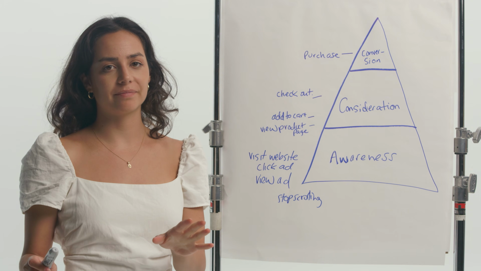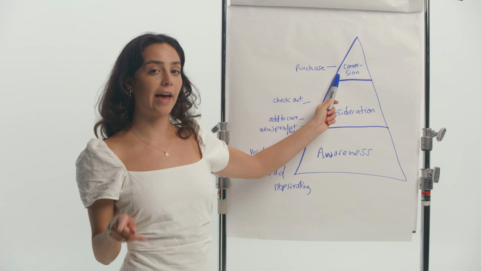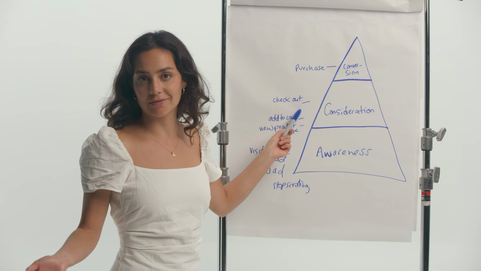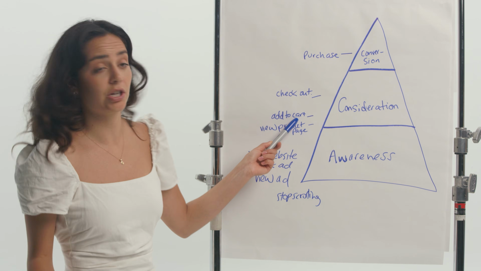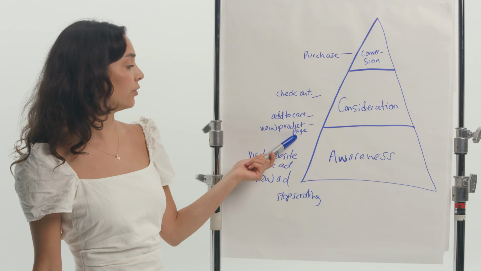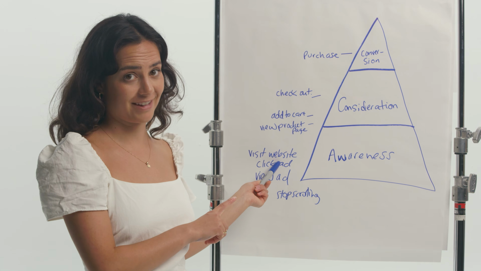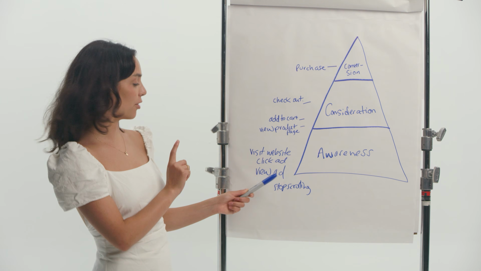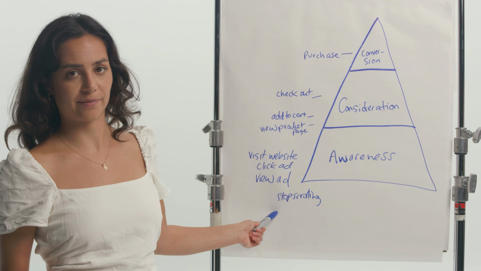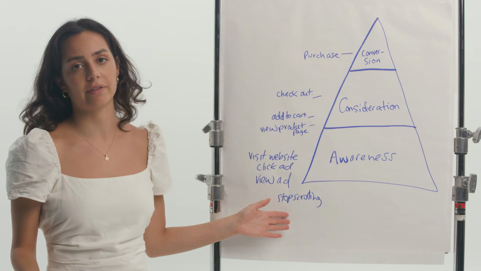So the conversion is making the online purchase right up here. But what do they have to do before that? Well, they have to check out in the consideration phase. And what do they have to do before that? They need to add to cart. And then before that, they need to view your product page. Before that, they need to visit your website first. And before that, they click on your ad. Before that, they view your ad. And before that, you need to get them to stop scrolling. So now it becomes a lot easier to decide what kind of ads you're gonna make for every stage of the funnel that your audience is in.